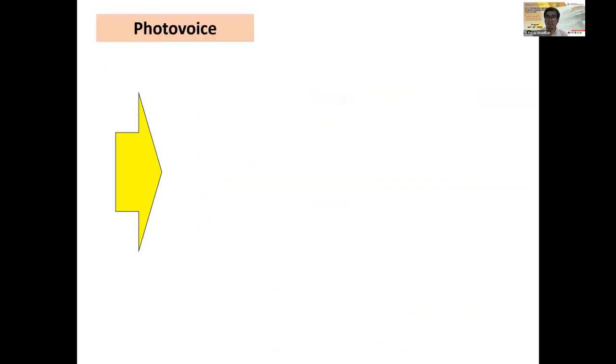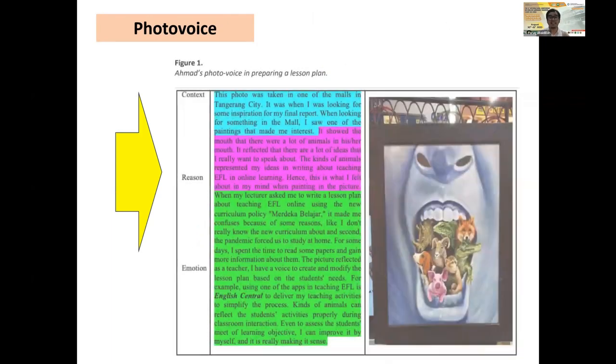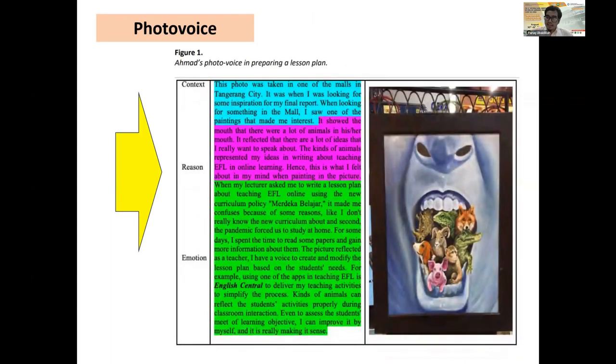Next one is photo voice. I really like this research design because it gives us a reflection based on photos as a file, as a story. Take a look at this one. Ahmad's photo voice. So this is a part of the recently published article that I would like to show you at the end of my talk.